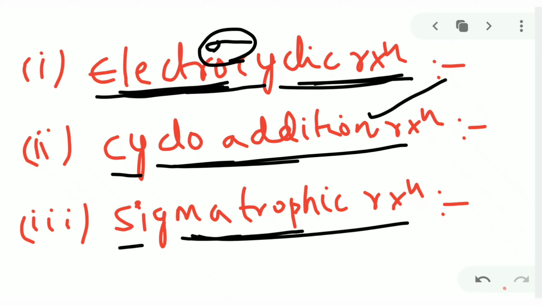Sigma means sigma bond, and tropic means movement, so a sigma bond migrates from one position to another, and the position changes to give the product. That is the sigmatropic reaction. Let me show these with examples one by one.